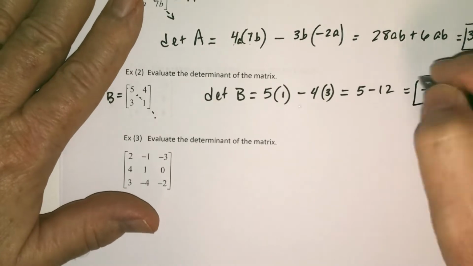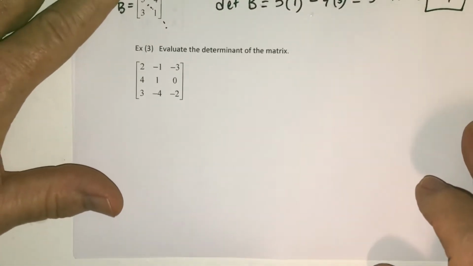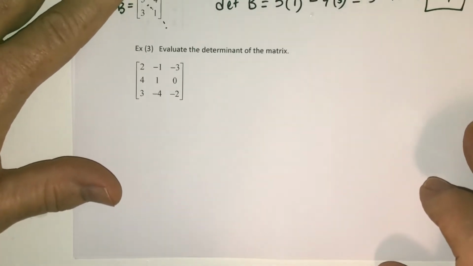I'll box that in, and we'll go look at example number 3. Example number 3 is a 3 by 3 matrix.